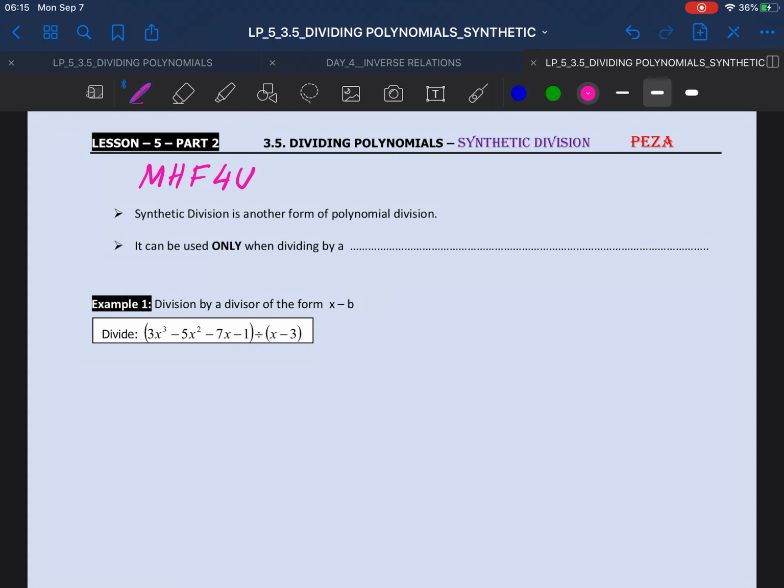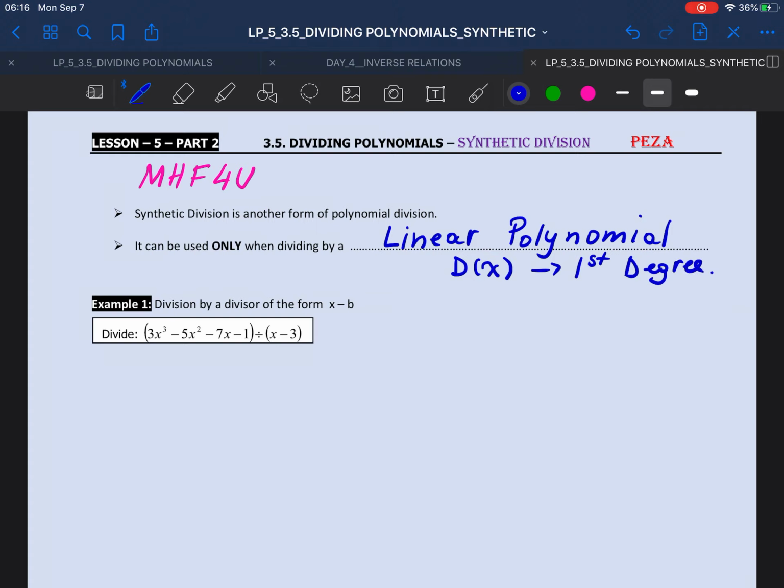Number one, synthetic division most likely will become your more favorite method of dividing polynomials. And number two, I must mention that it does have a limitation, and the only limitation it has is the fact that it can only be used when we are dividing by a linear polynomial. So what that means is that the divisor, d(x), must be a first-degree polynomial.